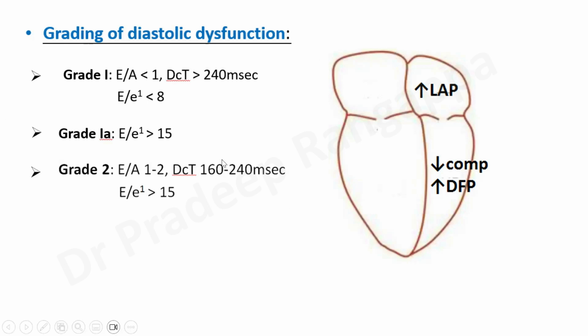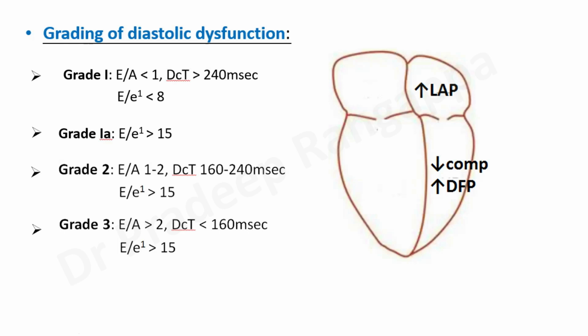And after grade 1A, the filling pressure tends to be a little higher. As you see, E by E prime will be more than 15. It's called grade 2. Grade 3 is where E by A is more than 2, deceleration time is less than 160, or E by E prime is more than 15. So these are the simplistic ways of how we ascertain.